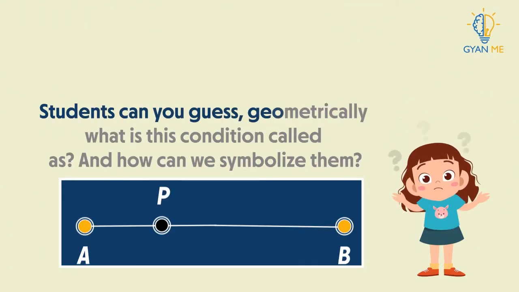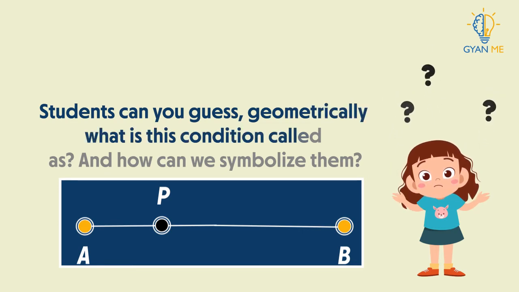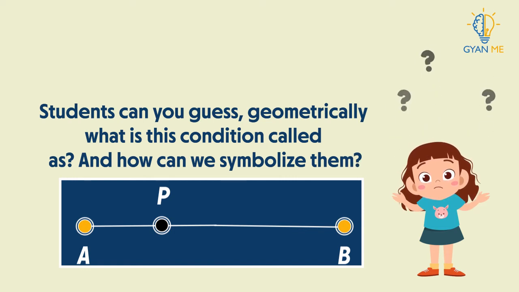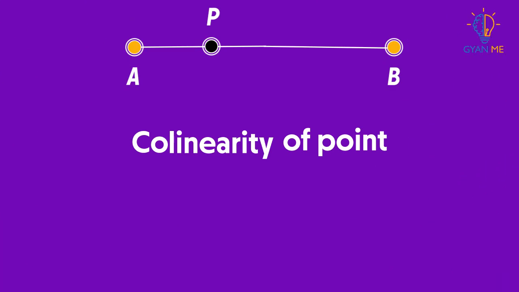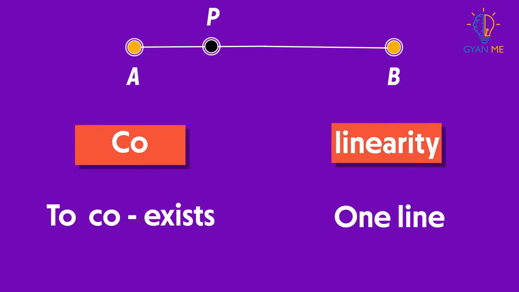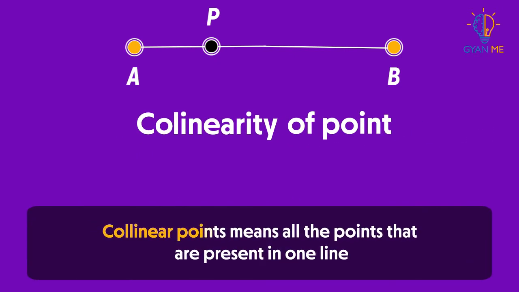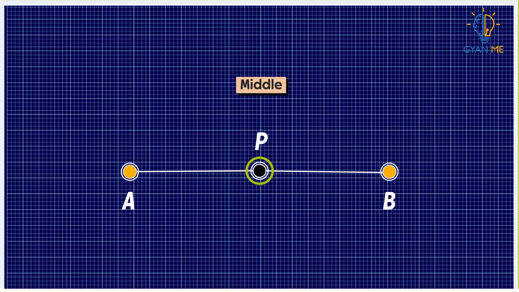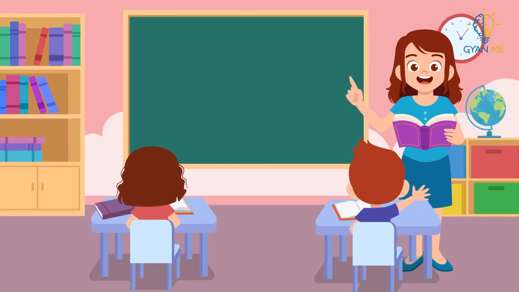Students, can you guess geometrically what this condition is called? And how can we symbolize them? Yes, you are right. You already know that this condition is known as collinearity of points. As you know, the word itself consists of co, which means to coexist, and linear, meaning one line. Thus, collinear points means all the points that are present in one line. Say for example, in our previous case, where P was in between A and B, it can be represented as A-P-B.